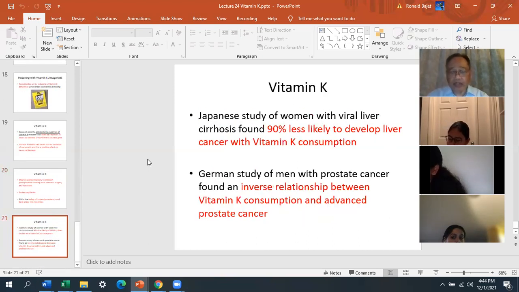There was a study done on Japanese women who had viral liver cirrhosis. They gave vitamin K to these women, and 90% of them were less likely to develop liver cancer. So vitamin K consumption helped prevent these women with liver cirrhosis from developing liver cancer. Also, in Germany, there's an inverse relationship between vitamin K consumption and the development of prostate cancer. The more vitamin K they consumed, the lower their chance of developing prostate cancer. So vitamin K has very positive effects on the body.